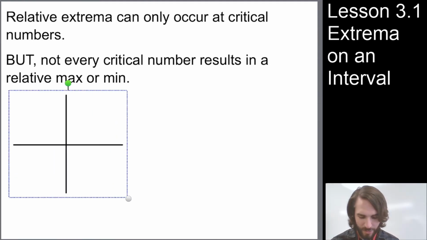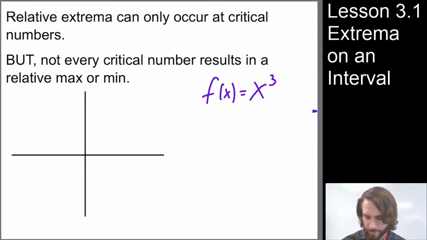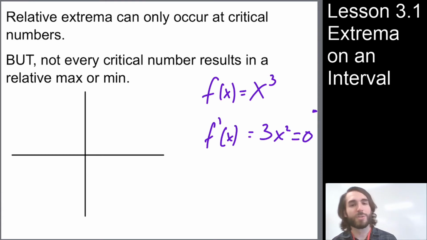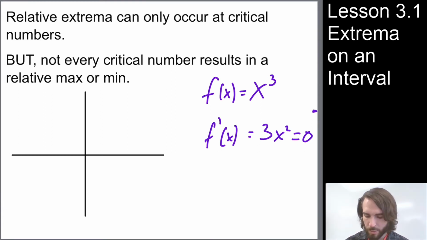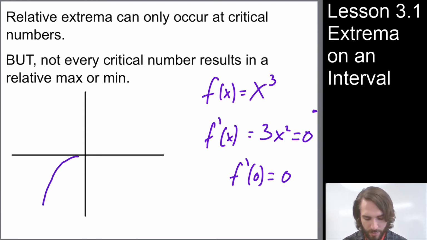An example of this would be the cubic function. Let's do the algebra real quick. So if f of x is x cubed, then f prime of x is 3x squared. And we say, okay, if that equals 0, we have a critical number. So we're going to say, okay, f prime of 0 equals 0. So there should be a max or min there, if that were true. So let's look at cubic.